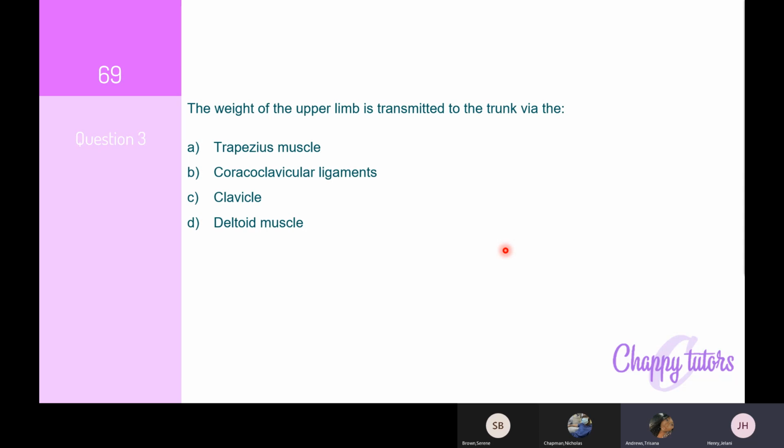Okay, so the weight of the upper limb is transmitted to the trunk. Okay, let me help you a little bit. Instead of thinking of it as the weight of the upper limb, try to think of force transmitted from the upper limb to the trunk via the... So it would be whatever is closer medially going towards the trunk. It will be what joins the upper limb to the trunk. Yes, if that's where you're coming from.